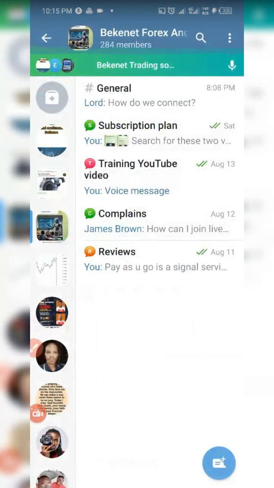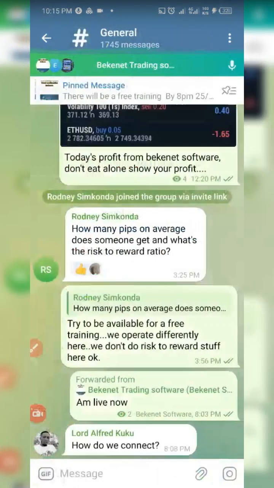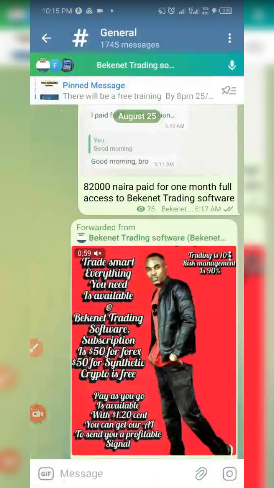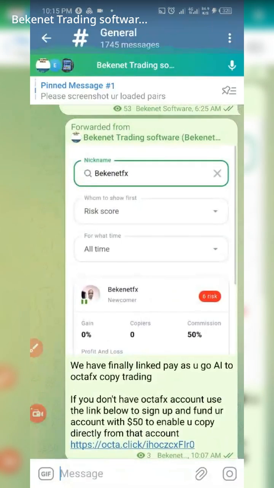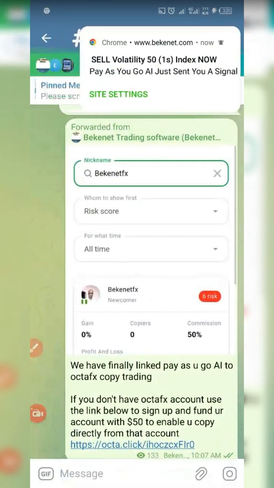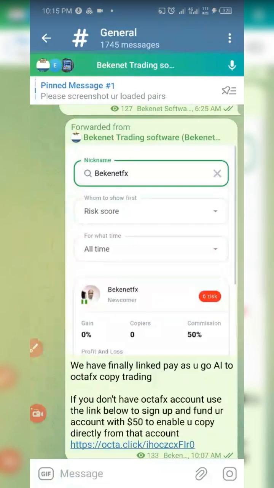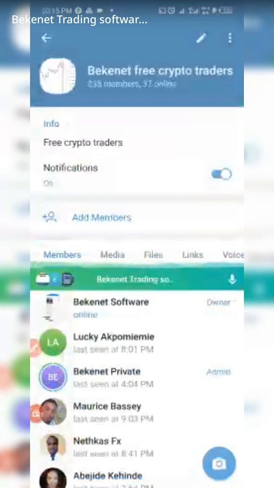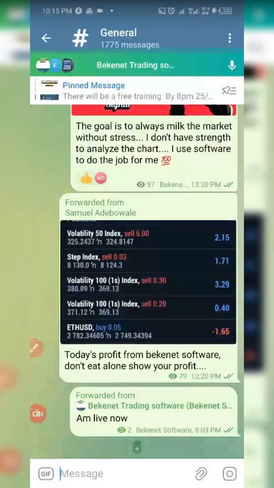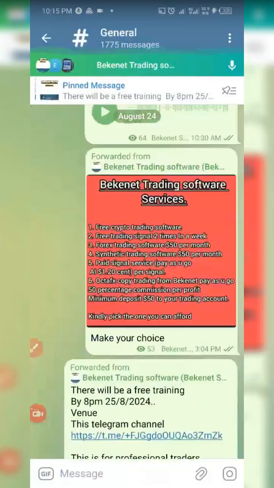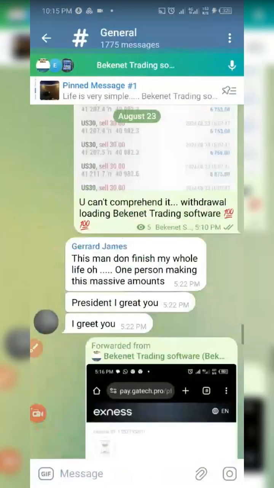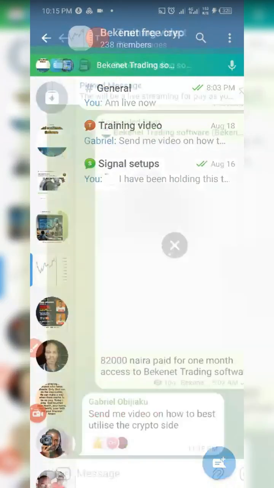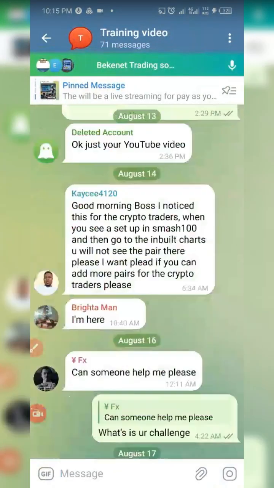Not all of them are using the software. It's still very open. You can post, ask questions, do anything. This is for pay as you go people, those that are using the AI to take a trade. Then we have another group, which is for the crypto guys. Crypto is about 238 persons here. They don't really post their trade, but they are using it for free. You can learn how to use it to trade from their videos. These are training videos on how you can use the crypto to trade for free without paying anything.